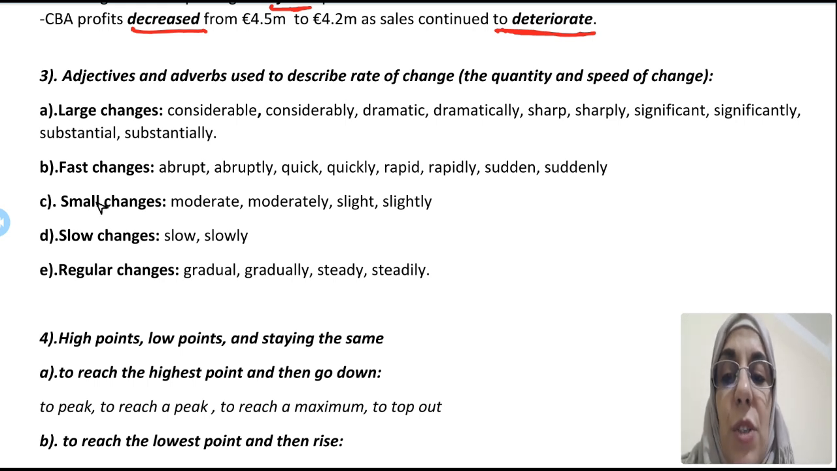Now, in order to describe small changes, we've got moderate, moderately, slight, slightly. Slow changes. Now, the speed of change. Slow, slowly. The adjective slow, the adverb is slowly. Now, if we have regular changes or stable changes, we've got gradual, gradually, steady, steadily. Okay?